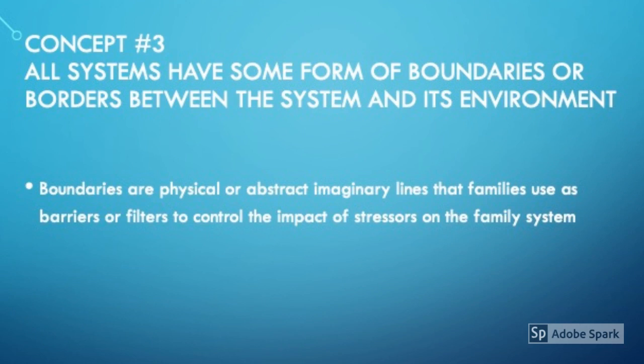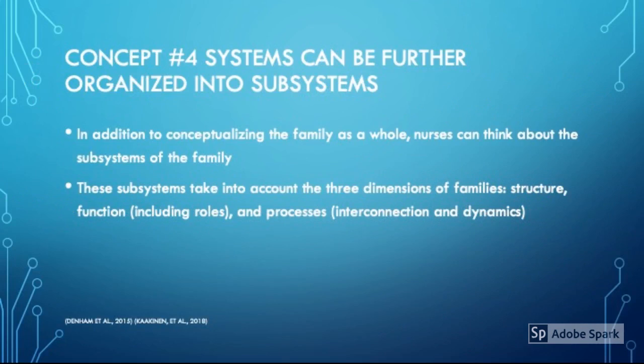This means that boundaries are physical or abstract imaginary lines that families use as barriers or filters to control the impact of stressors on the family system. Concept four is systems can be further organized into subsystems. This means that in addition to conceptualizing the family as a whole, nurses can think about the subsystems of the family. These subsystems take into account the three dimensions of family, which are structure, function, and processes.